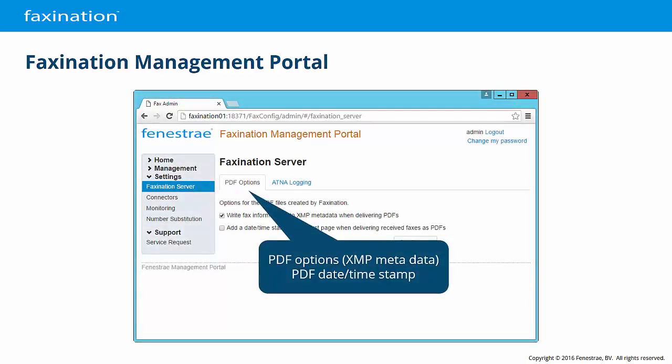In the Faxination Server window, we find options related to inbound PDF messages. The Xmp Metadata option inserts transmission metadata, normally seen in the message body of an inbound fax email, into inbound PDF files as Xmp data. Xmp stands for Extensible Metadata Platform and is an ISO standard for storing extra information about a document that is not part of the document itself. This extra information can then be indexed by a document management system.